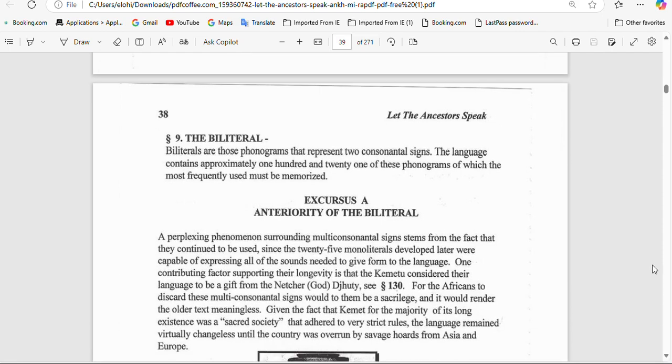Well, these are the bilaterals. Bilaterals are those phonograms that represent two consonantal sounds. The language consists of approximately 120 of these phonograms, of which the most frequently used must be memorized. So I'm not going to go too deep into that at the moment because I don't want to make the video too long. So I'm going to stop it here, and we can continue with a part 2.